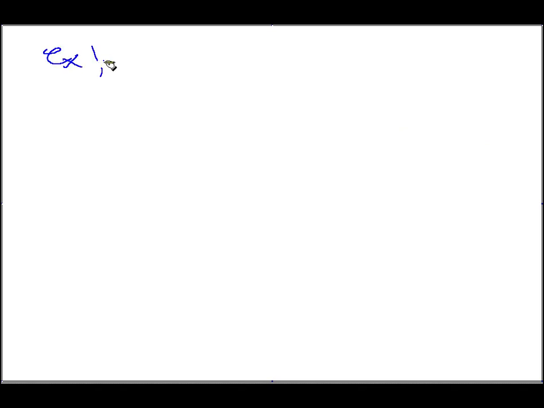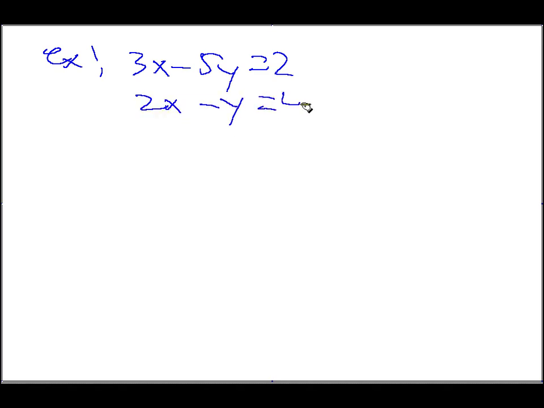Okay, let's look at this one here, a little bit more on the challenging side. 3x minus 5y is equal to 2, and 2x minus y is equal to 4. This one's a little more challenging. The solution involves fractions here. Let's see how that turns out.